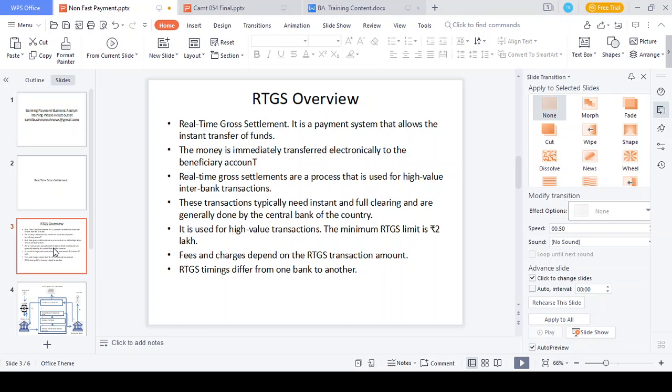Take this example: in India, a bank clears the RTGS transaction within 10 minutes. In case of ICICI Bank, they clear the RTGS transaction within 11 minutes. Like that, the time differs from one bank to another, but the time limit is maintained by our central bank, the RBI. If the RBI says RTGS transactions need to be cleared within 20 minutes, all the banks need to clear all transactions within 20 minutes.